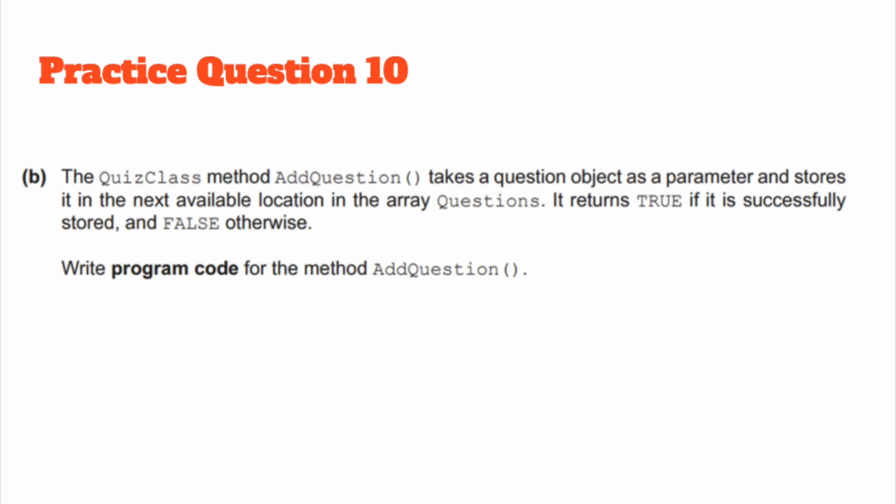The second part simply says the quiz class method add question takes a question object as a parameter and stores it in the next available location in the array. It returns true if it's successfully stored and false otherwise. Write program code for the method add question. Okay, so pause the video. Maybe you might want to rewind a bit just to see the original descriptions and then code this particular method.